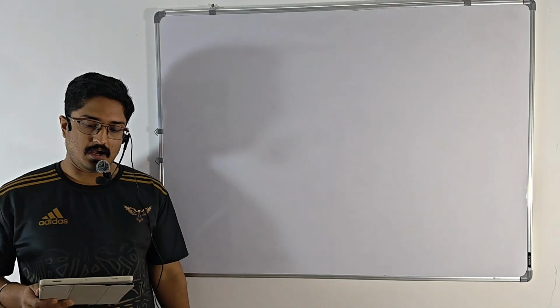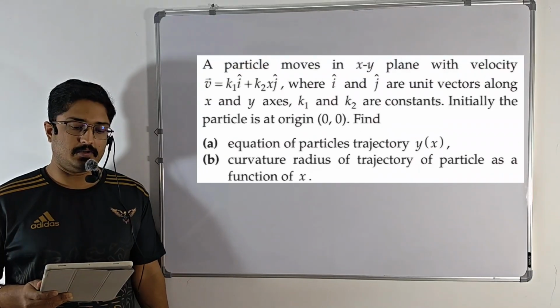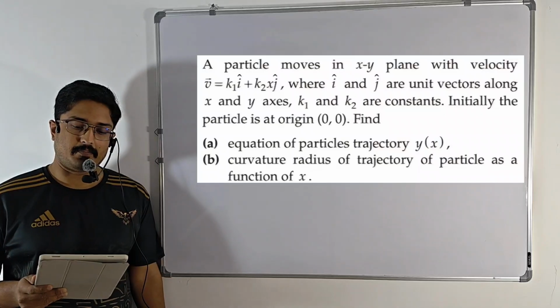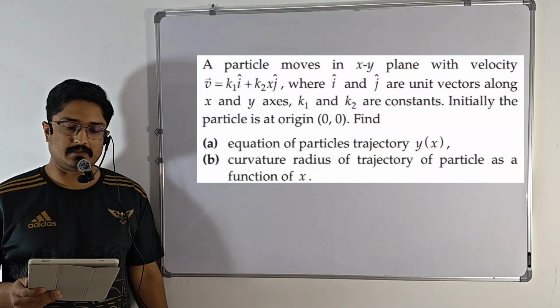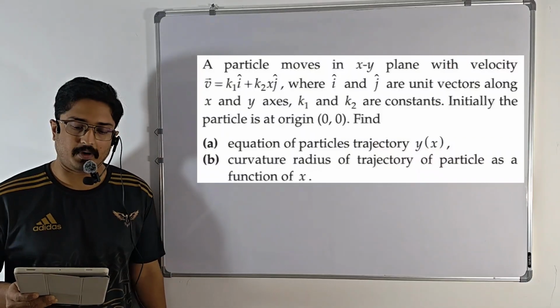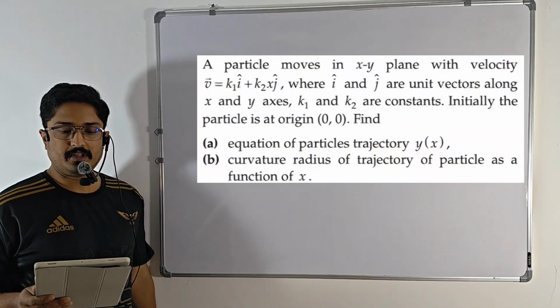The question says, a particle moves in the xy plane with velocity v equal to k1 i cap plus k2 x j cap, where i cap and j cap are unit vectors along the xy axes. K1 and K2 are constants. Initially, the particle is at the origin.